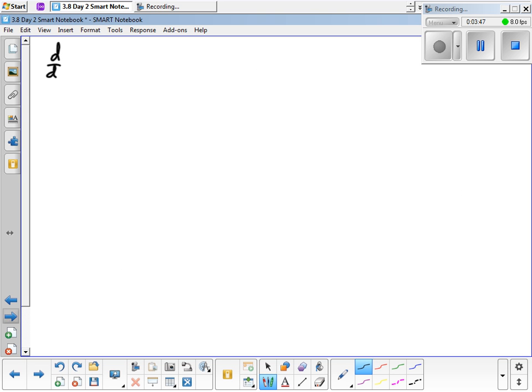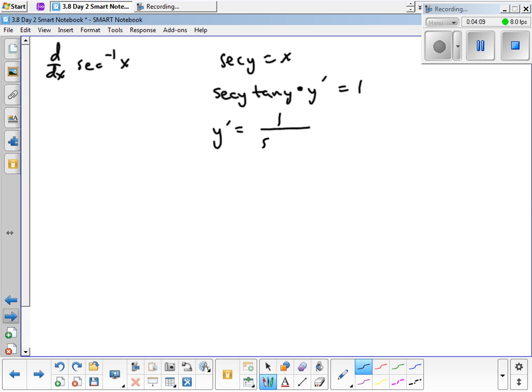Okay, let's look at the derivative of secant inverse. So the derivative of secant inverse of x, we write it as secant of y equals x. You really should be doing this yourself, really. This would give you secant y tangent y times y prime equals 1. So that y prime is 1 over secant y tangent y.